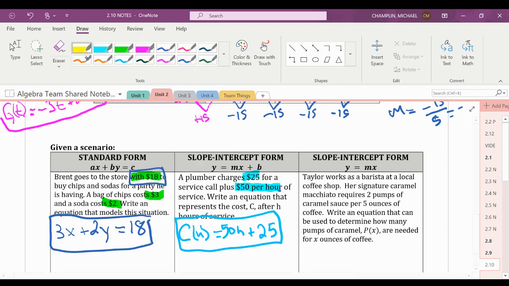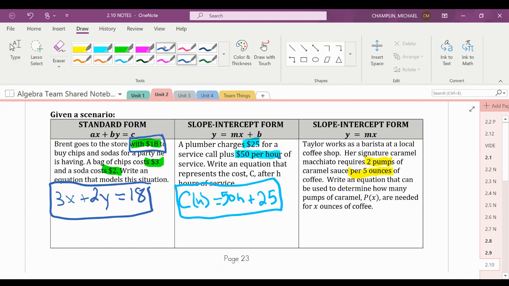And finally, we're looking at Taylor, who works as a barista at a local coffee shop. Her signature caramel macchiato requires 2 pumps of caramel sauce per 5 ounces. Notice it's 2 per 5. That means it's a rate. So if it's a rate, write an equation to determine how many pumps. It says use p of x. So I have p of x. My rate is 2 pumps per 5 ounces, and since it's a rate, we're not using equals. It is the variable x.